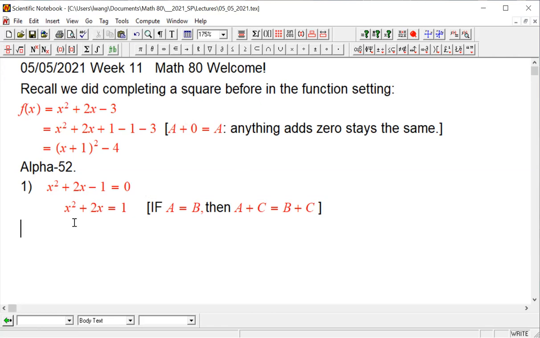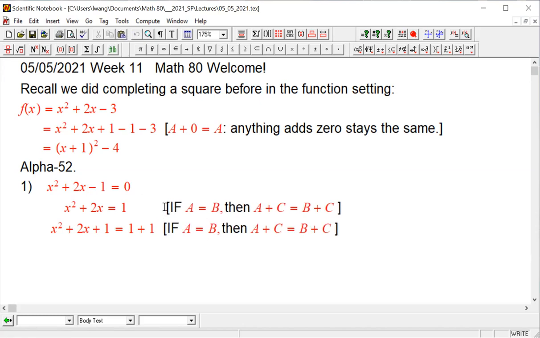And then to make a perfect square, on this side we have x squared plus 2x. We're going to +1 on this side, and on the other side we're also going to +1. You follow me? And the principle we applied is the same.